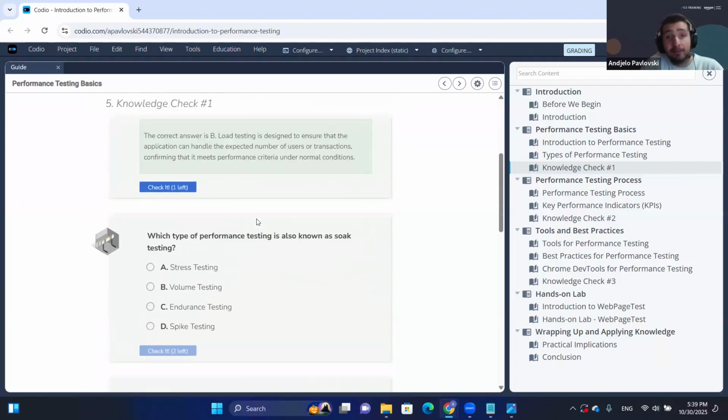So, which type of performance testing is also known as soak testing? Stress testing, volume testing, endurance, or spike testing? Let's see. This was a tricky little question here, but all right, I see answers already coming in. For C, okay, let's wait a bit to see what the others will say.